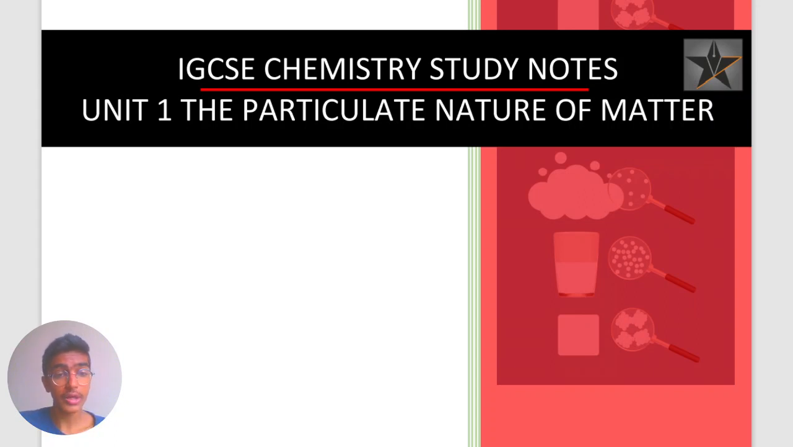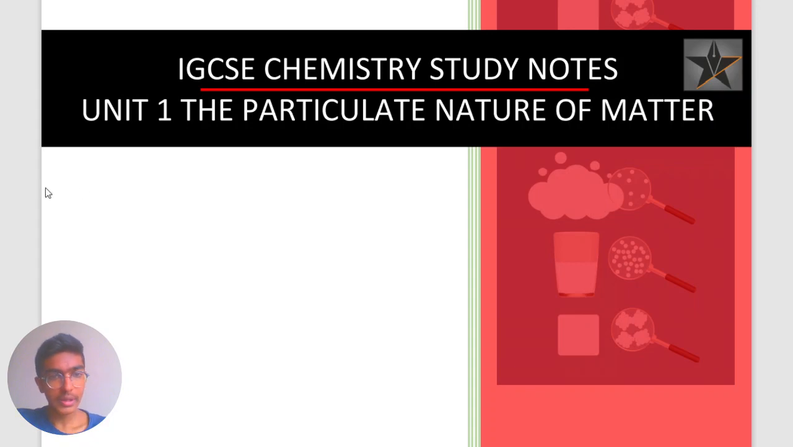Now there are going to be several videos talking about the several topics that are needed in the IGCSE syllabus for the code 0620. So if you're doing the same syllabus, I'll be making videos on each chapter, and therefore, you can revise better. So we're going to be starting with Unit 1 or Chapter 1, the particulate nature of matter.